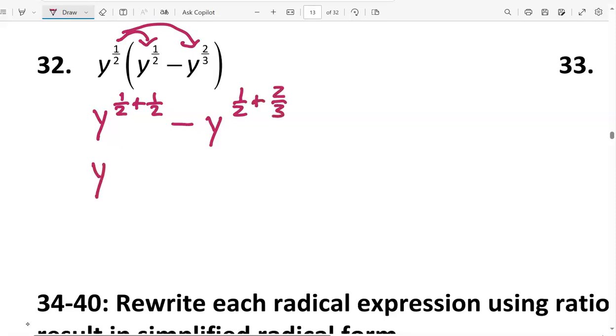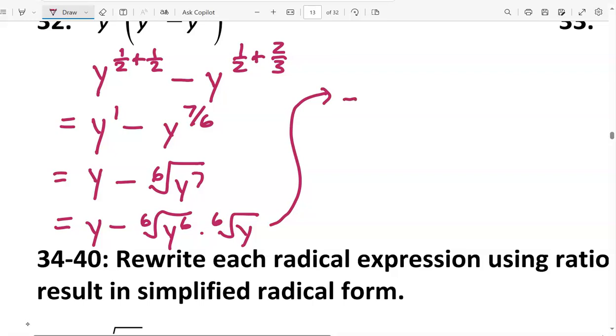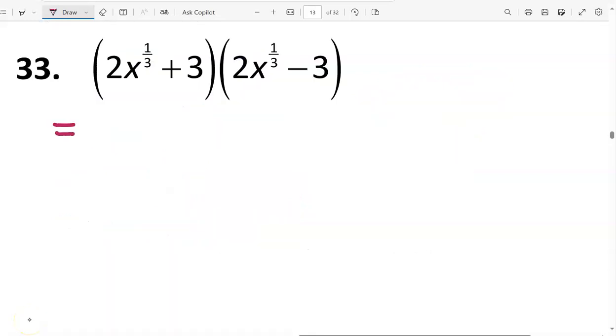So the first term is y to the first power, and the second term is y to the, let's get a common denominator, 3/6 plus 4/6 is 7/6. And so this is equal to y minus the 6th root of y to the 7th power. And the 6th root of y to the 7th power can be simplified as the 6th root of y to the 6th times the 6th root of y. Let's go over here. That will be equal to y minus y times the 6th root of y in radical form.